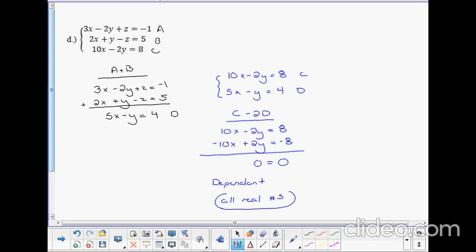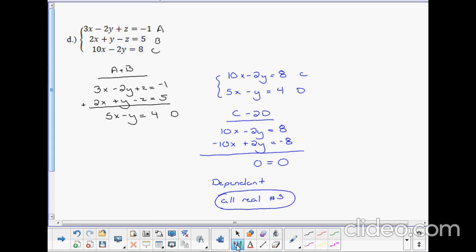So depending on what x is, y would have to be some version of x, and z would have to be some version of x and y. But we're eventually going to have all real numbers be part of the solution. So this is a dependent system of equations, and would eventually have all numbers as being part of the solution.